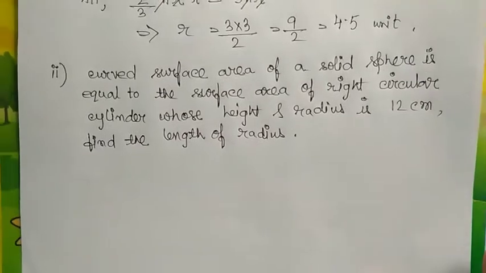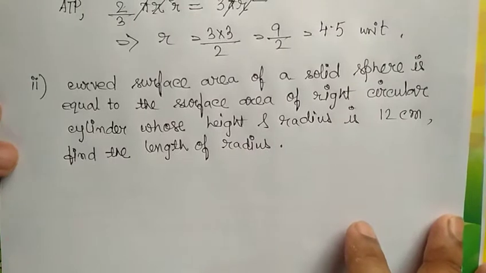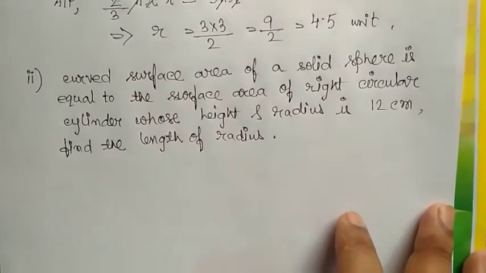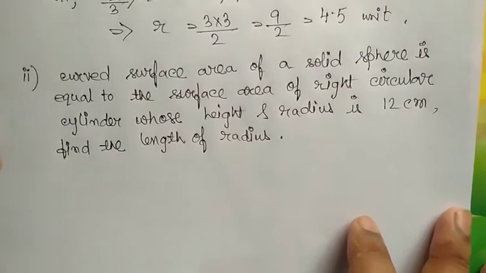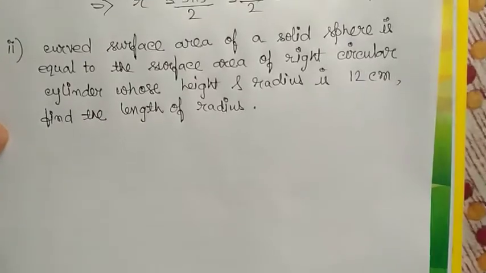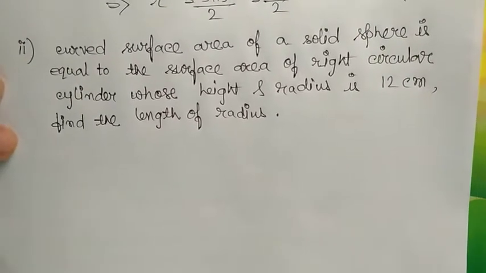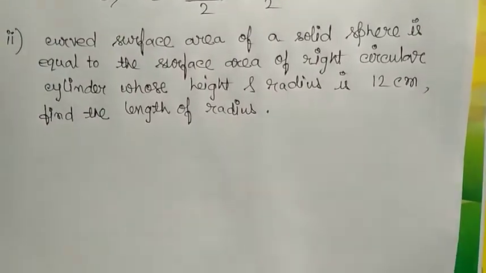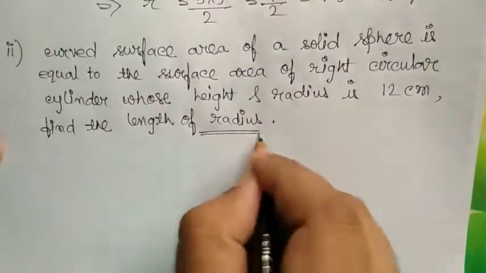This is sum number 16, part 2, a very important question. The curved surface area of a solid sphere is equal to the surface area of a solid right circular cylinder. The length of both height and diameter of the cylinder are 12 cm. Let us find the length of the radius of the sphere. Now in this question, you see that there are two different types of object. One is a sphere and the other is a cylinder. So we have to equate those. First of all, curved surface area of a solid sphere, and we don't know the radius of the sphere. We have to find that.